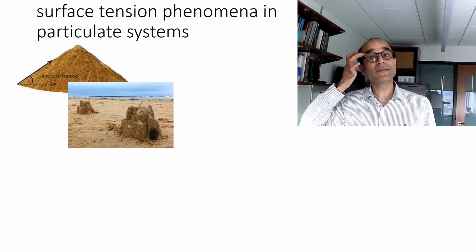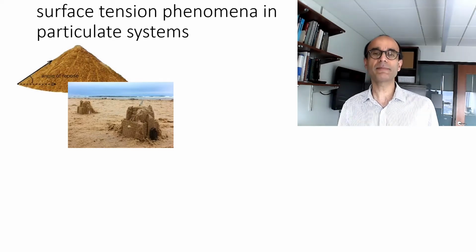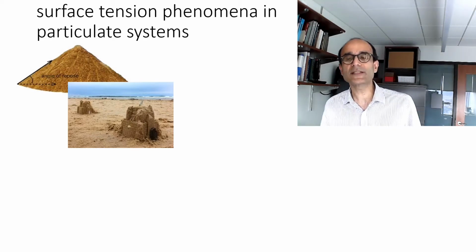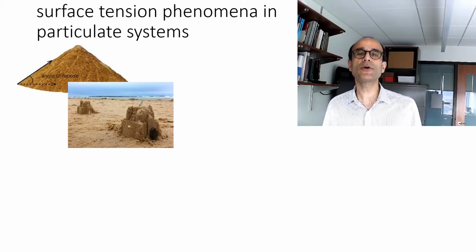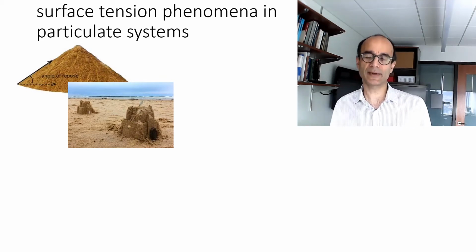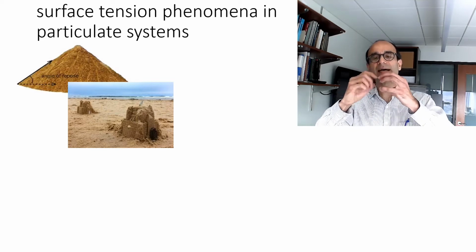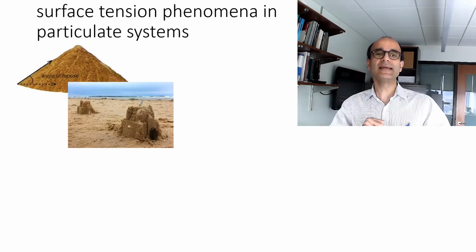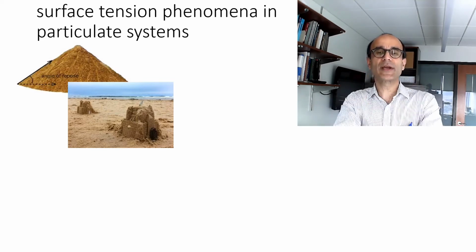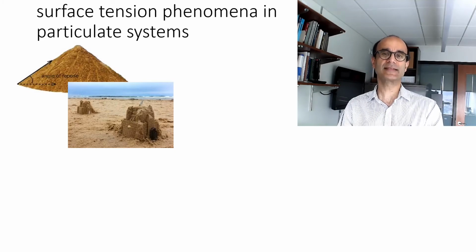A second topic is surface tension phenomena in particulate systems. Our common experience says that dry sand can be poured out of a bucket to form a sand pile like this. But if you add a bit of water, you can build a sandcastle. In fact, what happens is that the water forms tiny menisci right between the particles, and that's what binds them together, and that's what gives the sandcastle its strength.